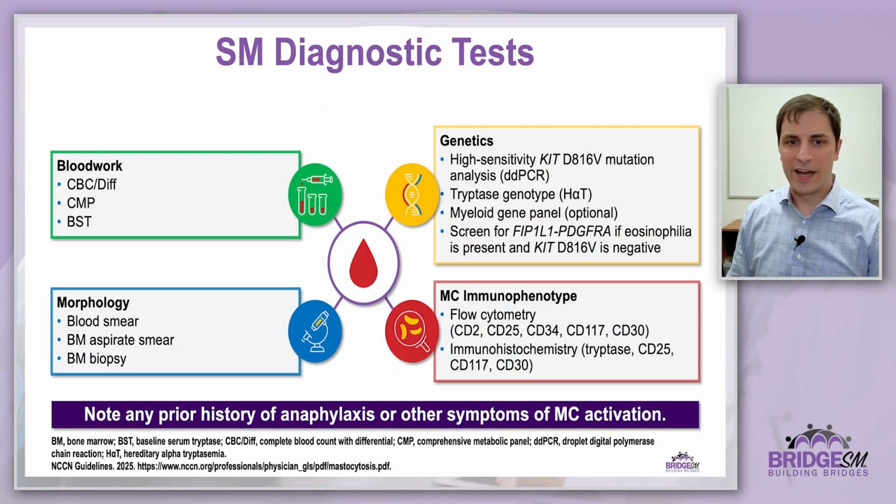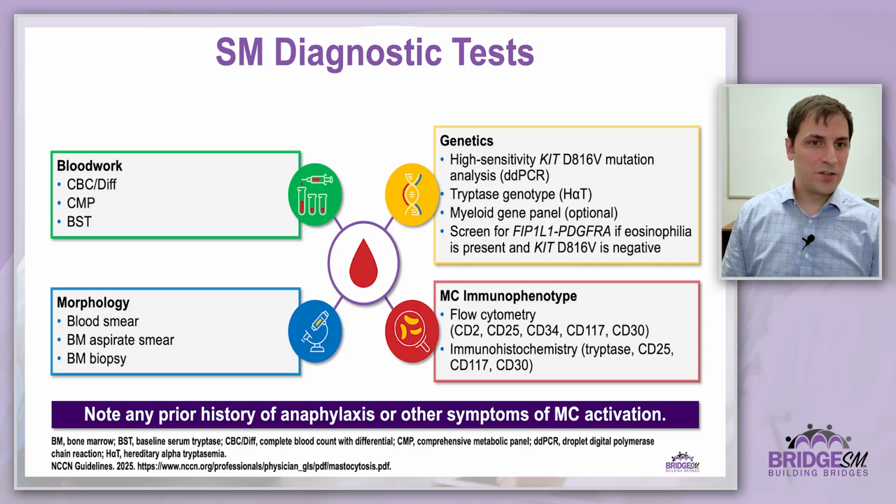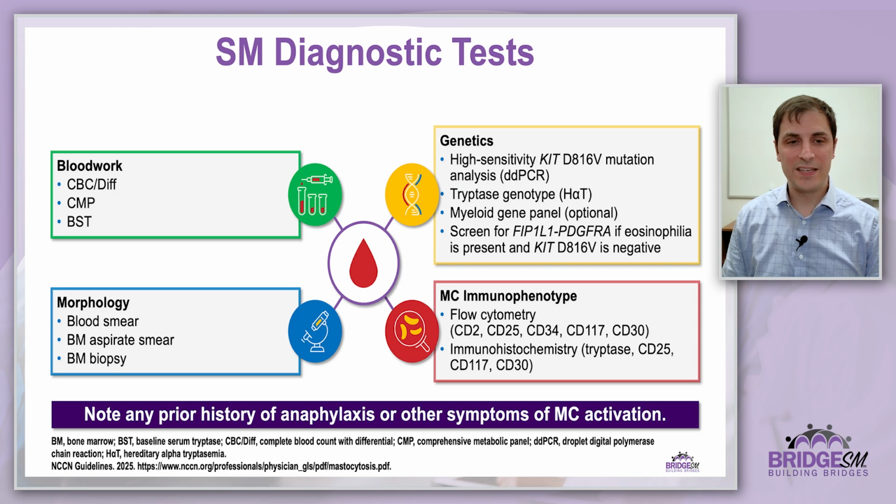So understanding that knowledge, how do we go about diagnosing systemic mastocytosis? There's a couple of different things we can look at. I would focus your attention on the top left-hand first. Blood work is always going to be the easiest, at least outside of clinical history, because blood is easy to access and we can draw tests as needed. In blood, you're going to check CBC, differential, comprehensive metabolic panel, and BST, which stands for baseline serum tryptase, or just serum tryptase.